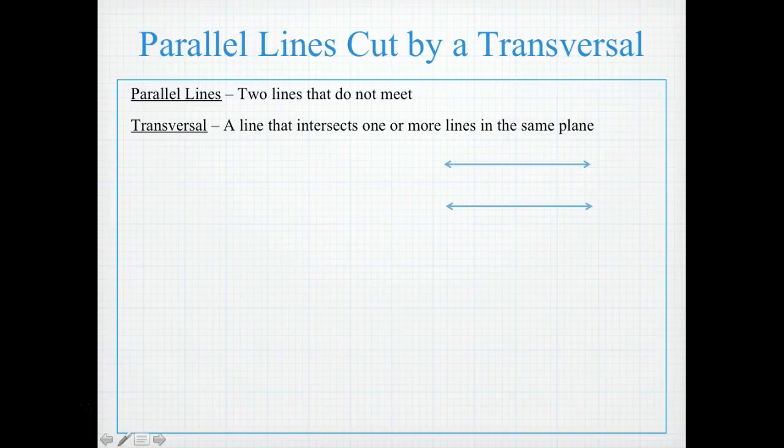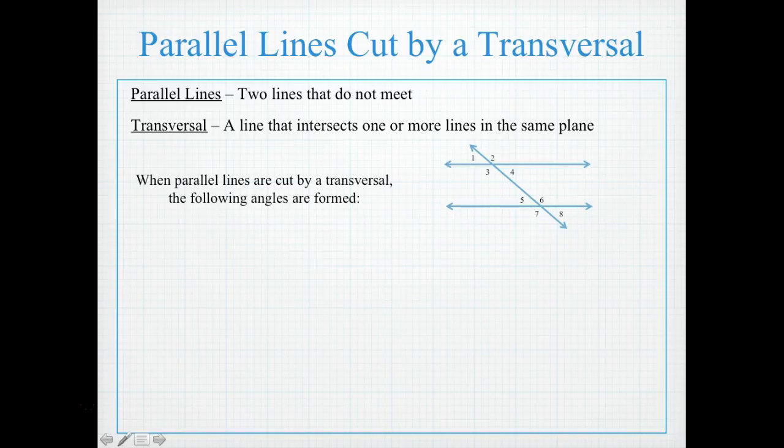Now a transversal is a line that intersects one or more lines in the same plane. So as you can see, we have a pair of parallel lines, and then that third line is considered a transversal. Now when parallel lines are cut by a transversal, the following angles are formed.